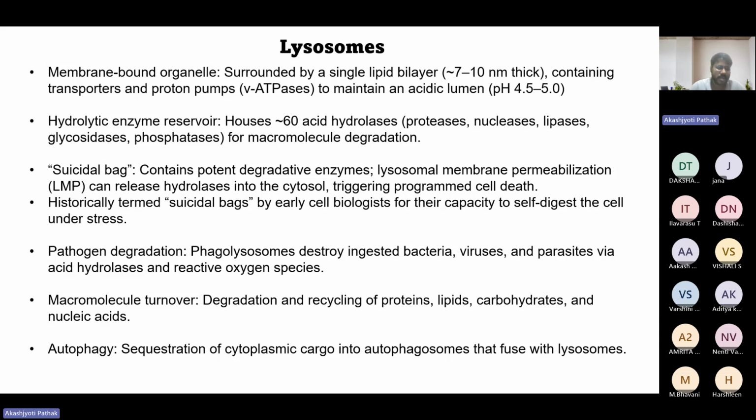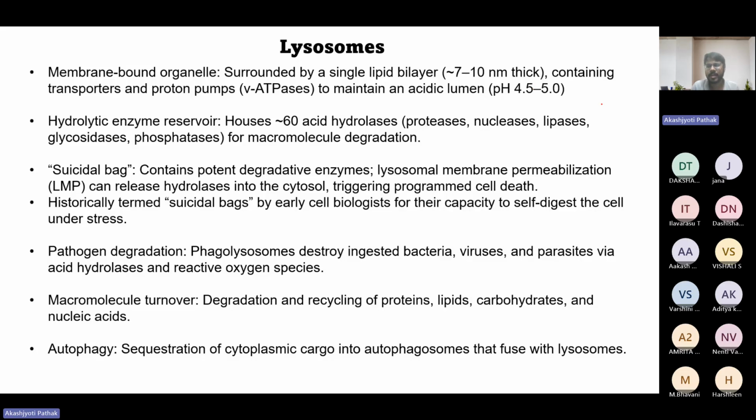So what are lysosomes now? Lysosomes, as you all know, are known as suicidal bags. We have been hearing this since class 9 or 10. And they have a single lipid bilayer. And why are they called suicidal bags?